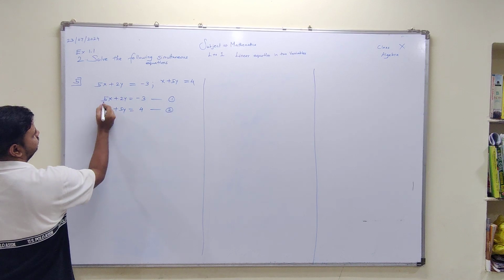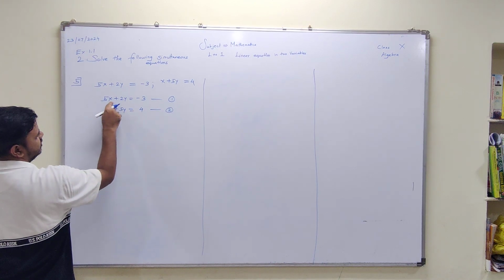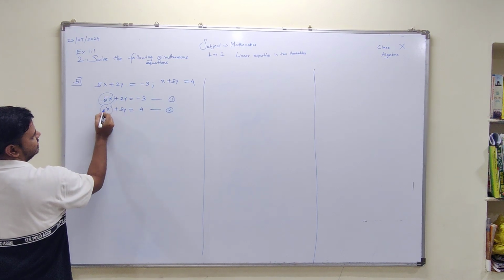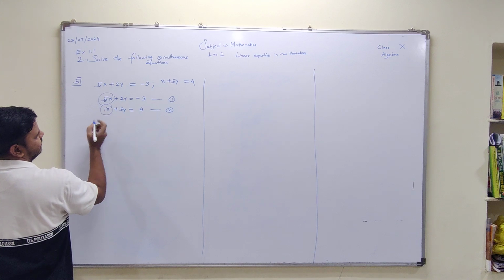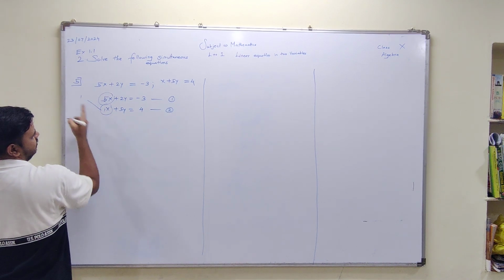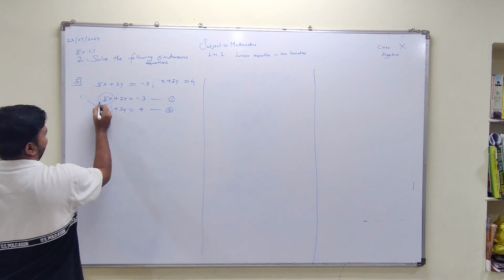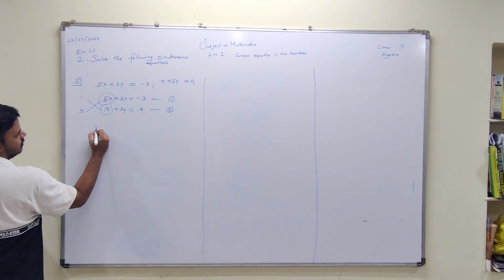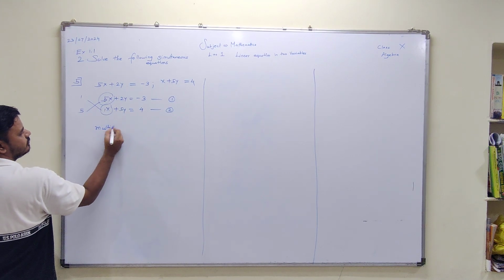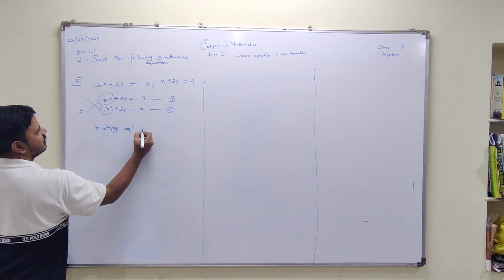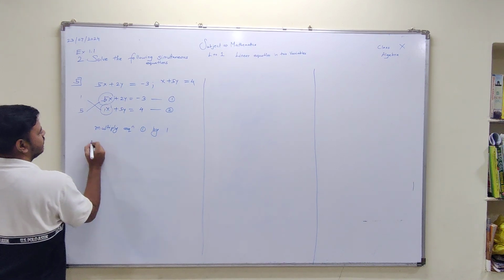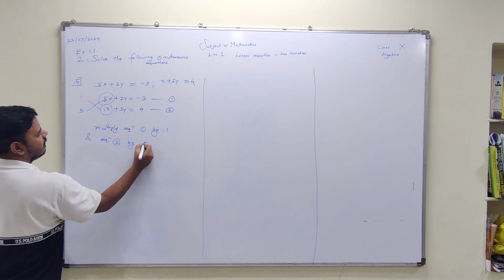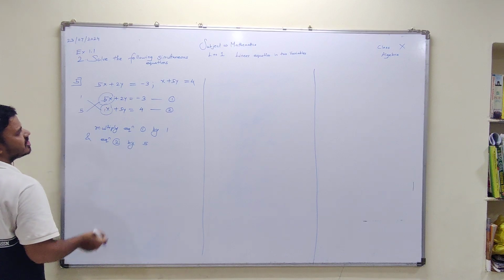Now you can see here, look at the coefficient of x. Here it is 5, here it is 1. Nothing is there means 1. So, cross multiply: we will multiply equation 1 by 1 and equation 2 by 5. After doing multiplication, what do we get?